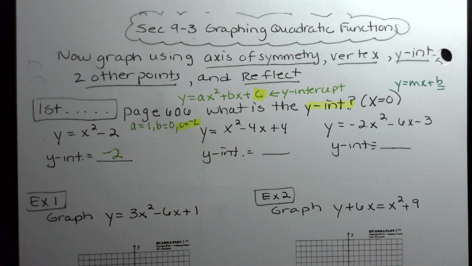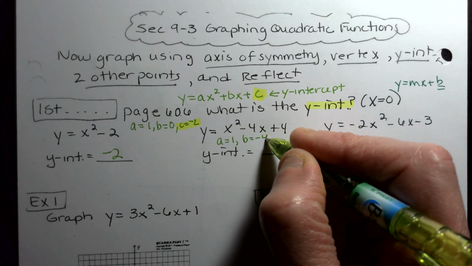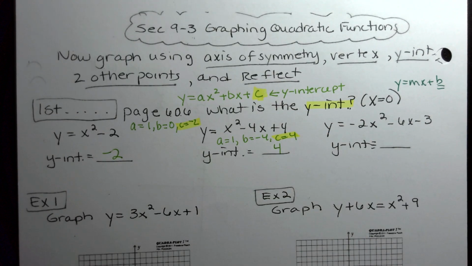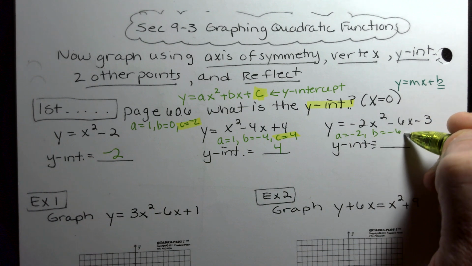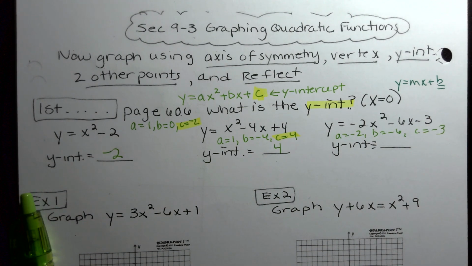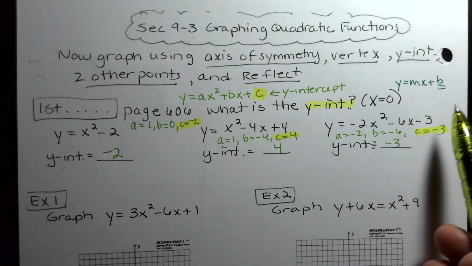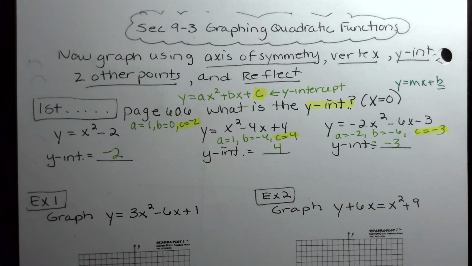What's your y-intercept here? A is 1, b is -4, c is 4. There's your y-intercept. What's your y-intercept here? A is -2, b is -6, and c is -3. No, you don't have to write the a and the b to just pull out the c there and know the answer. But when we're getting the axis of symmetry, we need a and b. So ultimately, you do use all three of these.